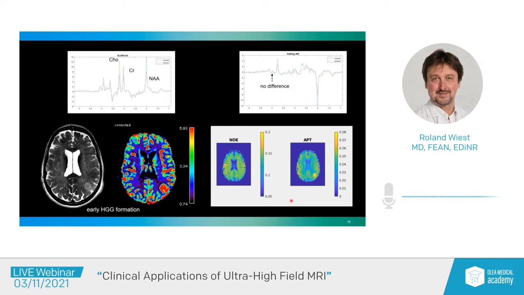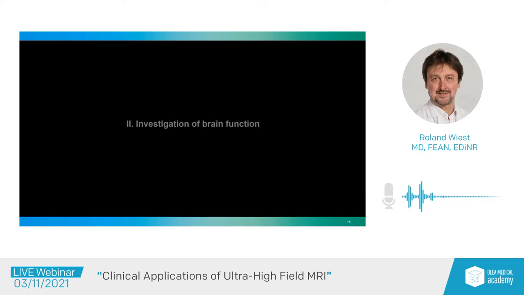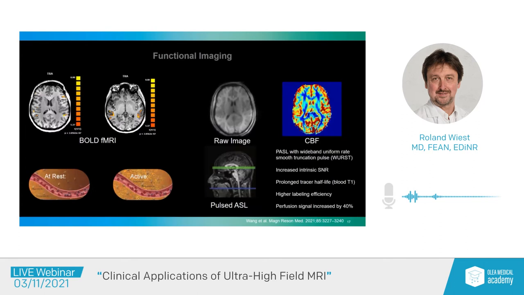In the second part of the talk, I would briefly touch on the opportunity of investigating brain function. And there we have, again, different opportunities. We can perform the classical BOLD fMRI, using the concentrations of oxy- and deoxyhemoglobin in the brain related to task or related to resting states. And we also have the option to measure the cerebral blood flow. We currently use a sequence that we get from the University of Southern California, from Danny Wong. It's a pulsed sequence called WURST.